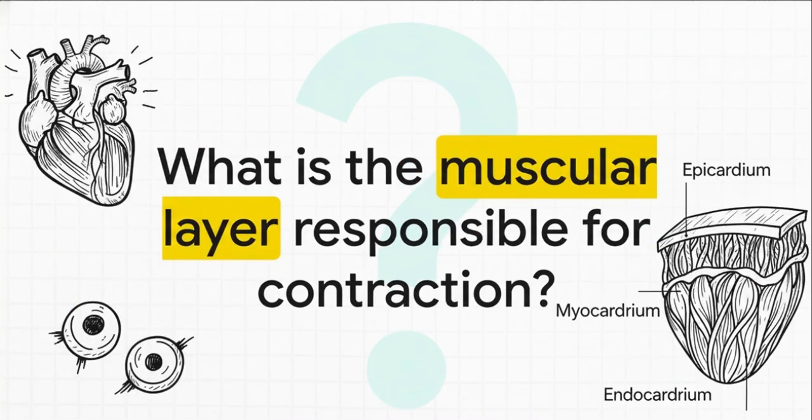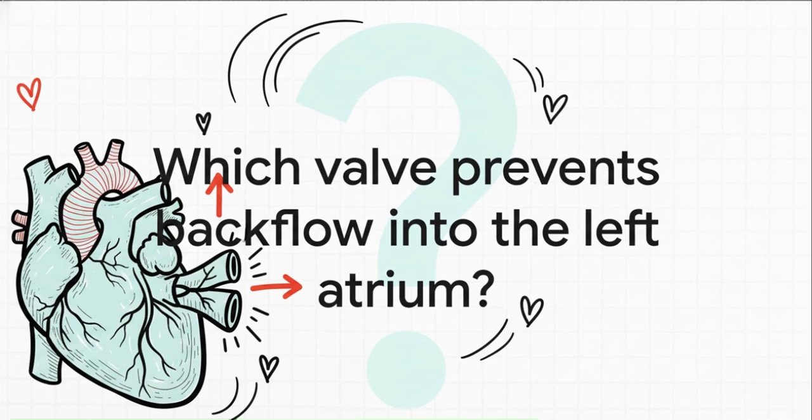What is the thick, muscular layer of the heart that's responsible for contraction called? Think back to those layers we talked about. The answer is the myocardium. Just remember, myo means muscle and cardium means heart. It's the heart muscle. All right, last practice question, number 5.